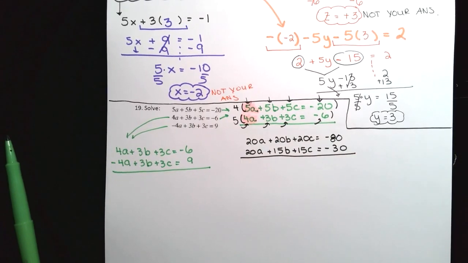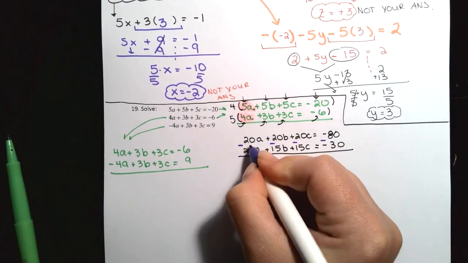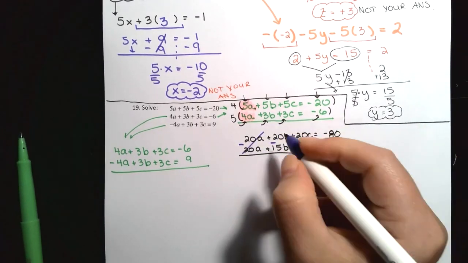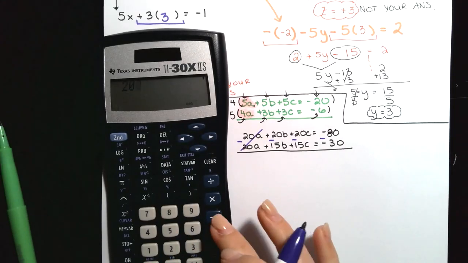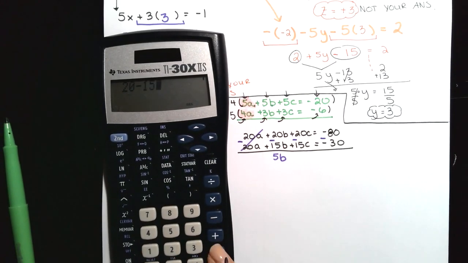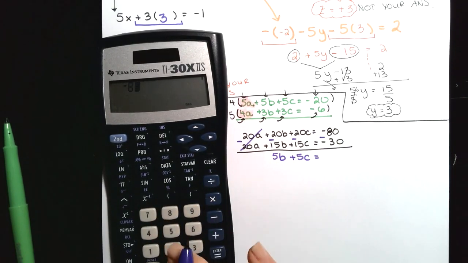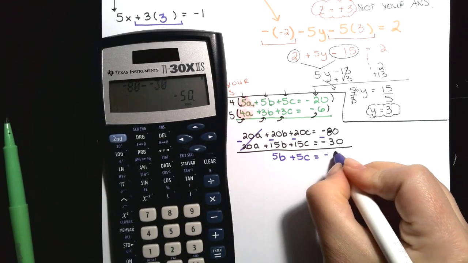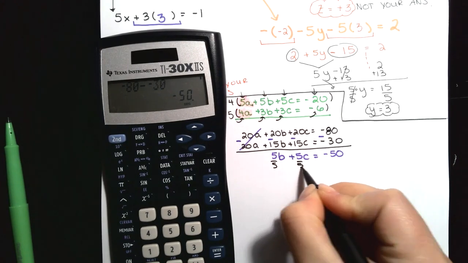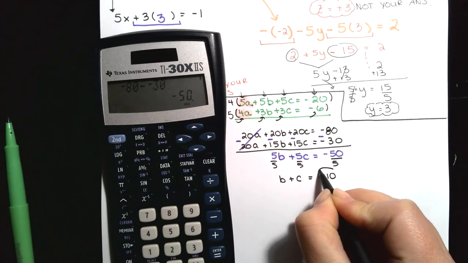Okay, what's my goal? My goal is to eliminate a. So I'm going to subtract 20 minus 20. Double checking on a calculator does give me 0. So then next here, I get 20 minus 15, I get 5b. 20 minus 15, I get positive 5c. Negative 80 minus negative 30 gives me a negative 50. So I am going to simplify this by dividing everything by 5. So I get b plus c is equal to a negative 10.